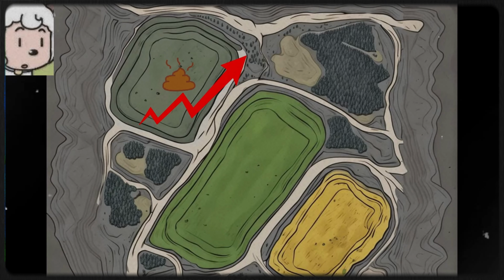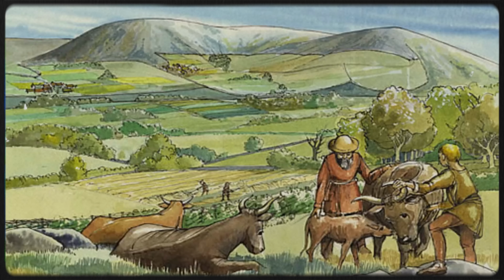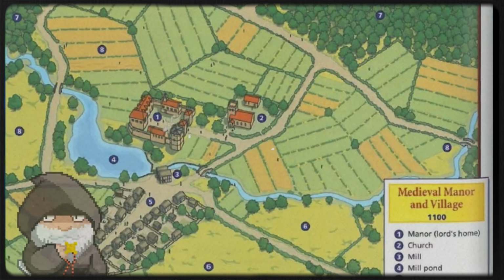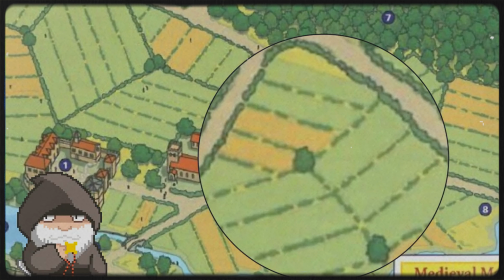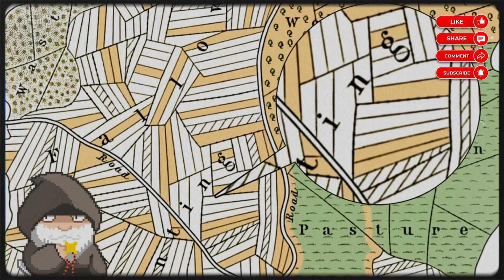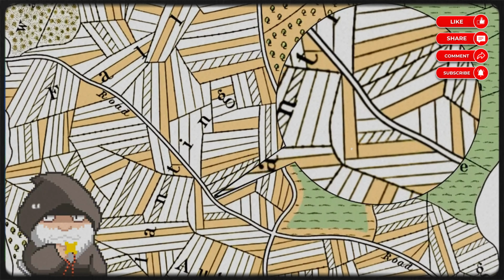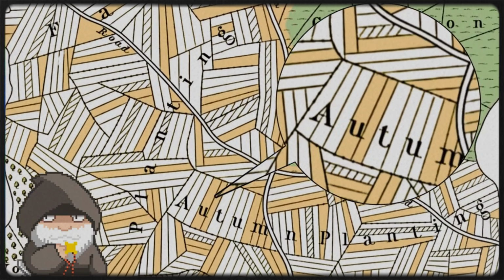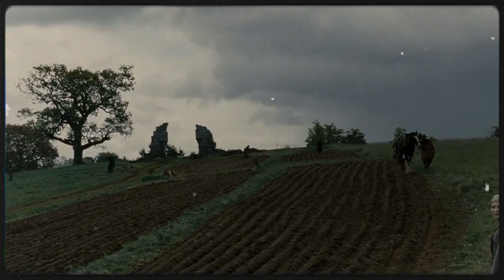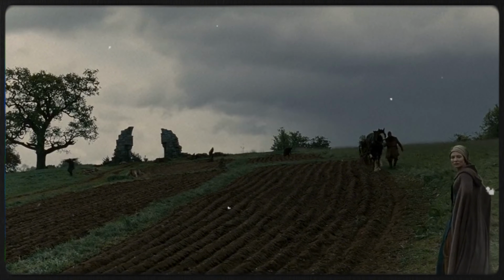If we zoom in closer, just like the 2-field system, each of the 3 large fields in the system was subdivided into many long, narrow strips. Your own domain and your tenant's land were all allocated in these strip units. The reason for dividing into strips was twofold. First, the shape was ideal for plow oxen and draft horses to plow in a straight line. Second, each strip was roughly a day's work for 1 farmer, making labor easier to manage. Each strip was about 0.5 to 1 acre.